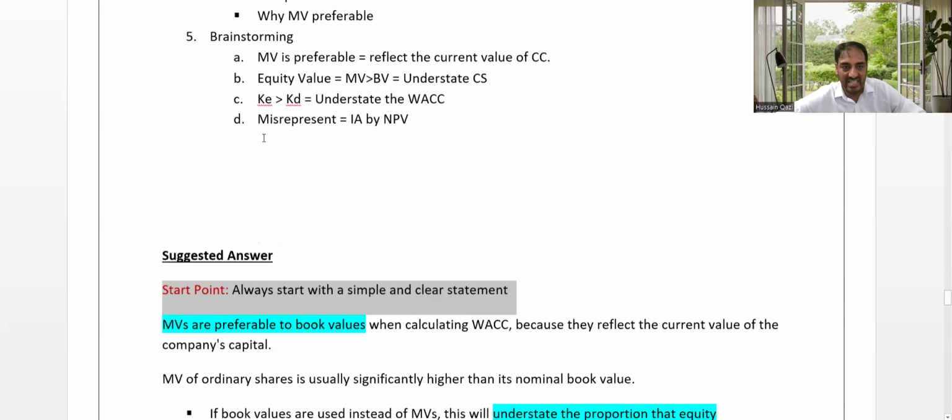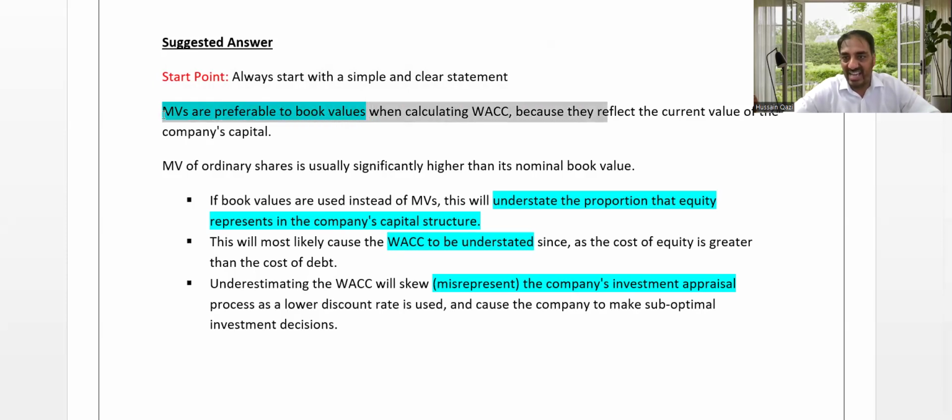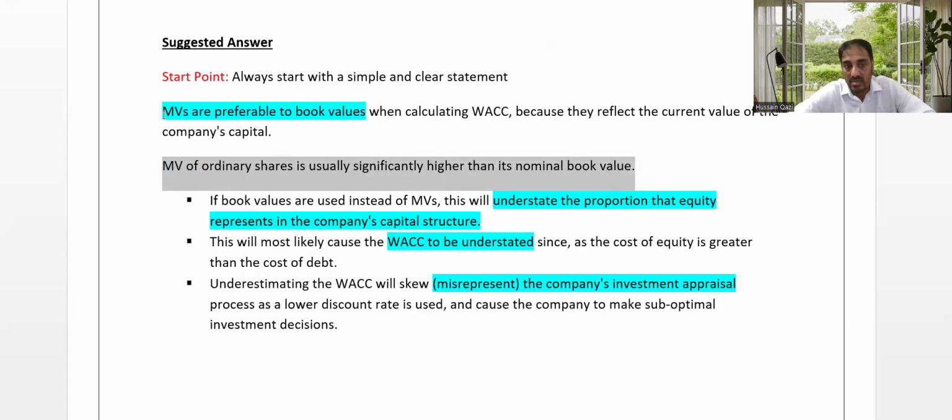Now this is the document and this is the suggested answer. For example, here, mention the starting point always with a simple and clear statement. For example, you start with this: market values are preferable to book values when calculating the WACC because they reflect the current value of the company's capital. That's a simple statement. And you need to mention the market value of ordinary shares is usually significantly higher than book value.